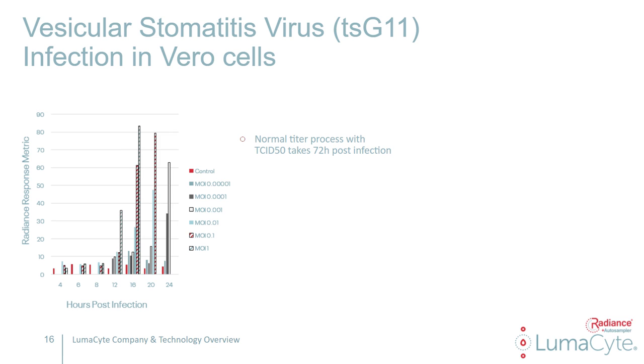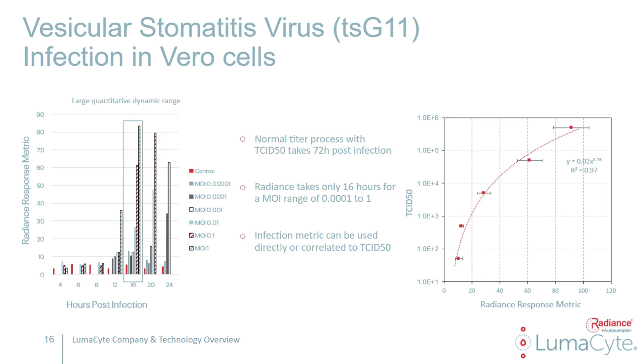So taking a look at the same data a little more closely, we did a Radiance response metric, which is how the instrument responds with one or more parameters. In this case, it was velocity and velocity standard deviation versus the hours post-infection. We found a peak at around 16 hours with a broad range of MOIs responding well. And to give you an idea, this again was a 72-hour process for this particular work that we published using TCID50, and we're able to accomplish this in 16 hours.